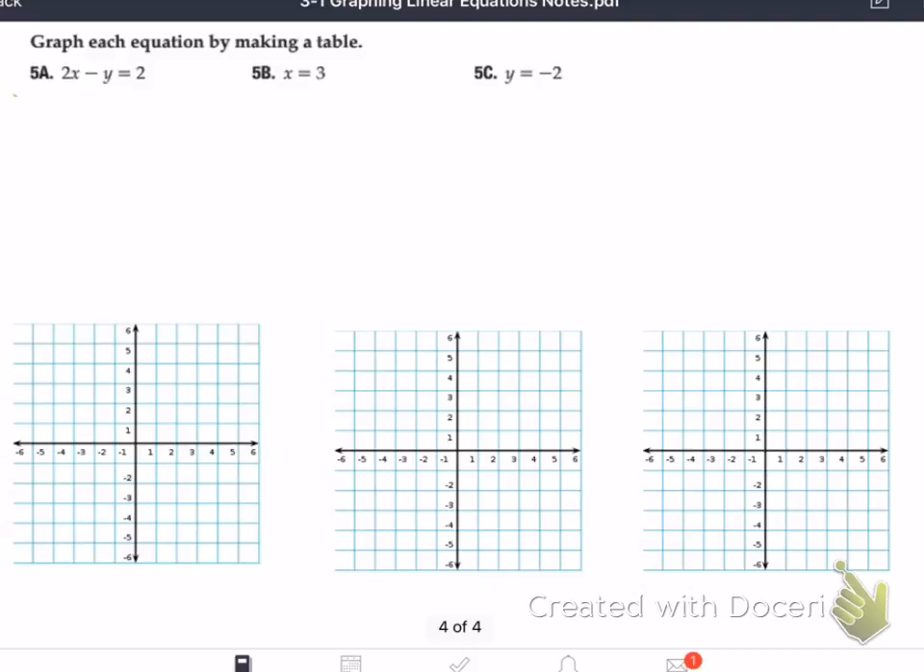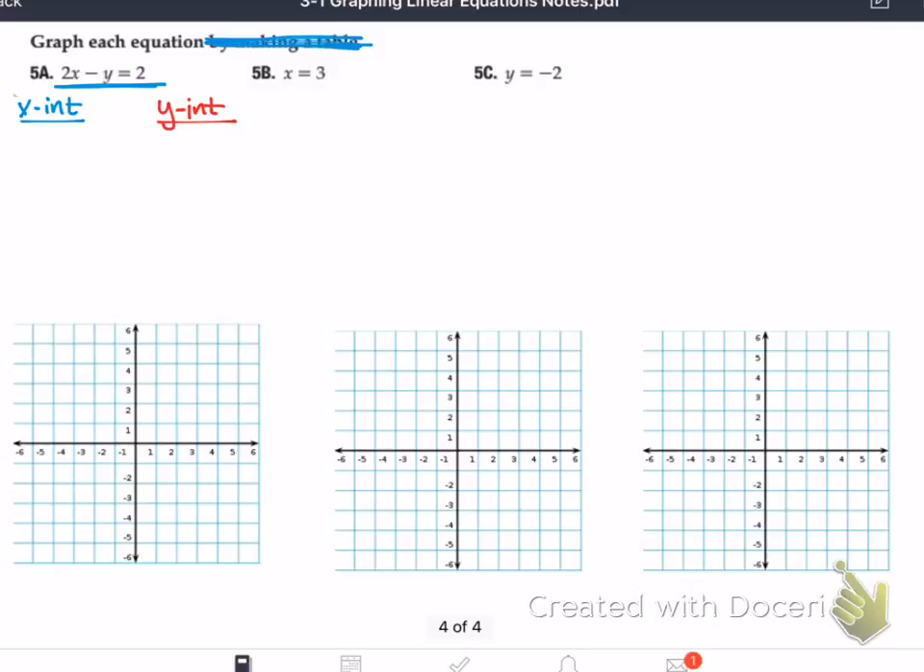I'm going to change these directions here. It says graph each equation. I'm just going to cross this out. What I would like you to do is graph this one by using the x-intercept and the y-intercept. That was like the example done above.